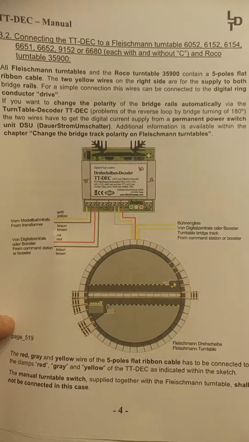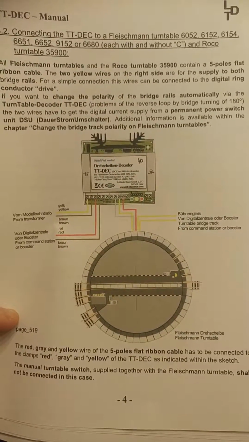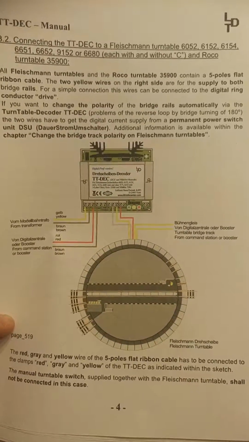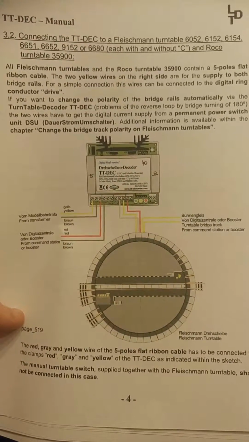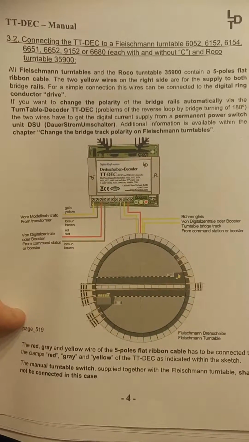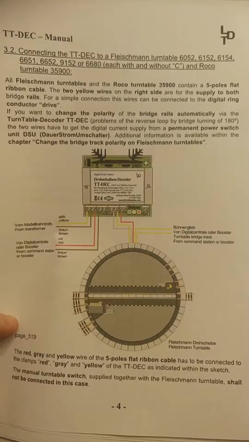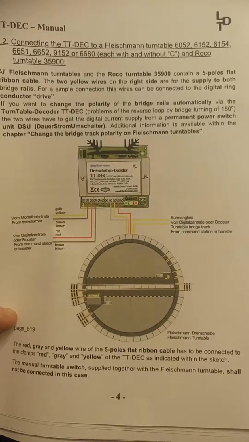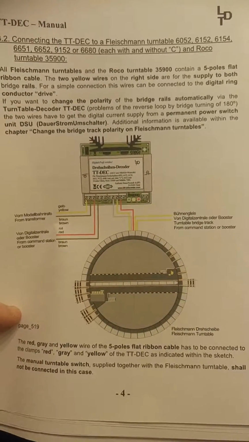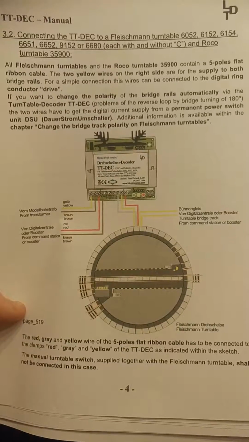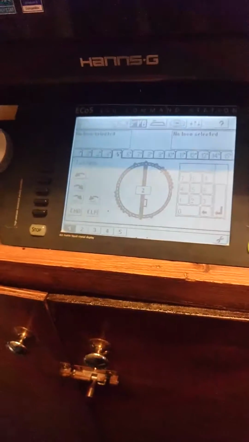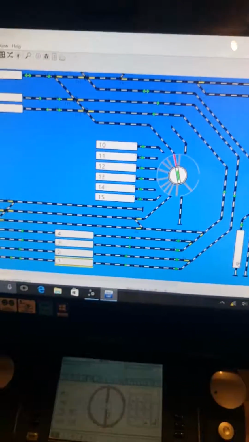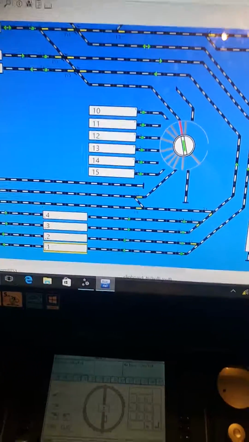Good afternoon, and today's video is just touching on a few of those things that take hours and hours to figure out and haven't been covered, little problems in the setup of the tt-dec with the Fleischmann 56052 turntable. And then furthermore, problems with the connection with ECOS, and then later connecting ECOS and turntable to Rocrail.